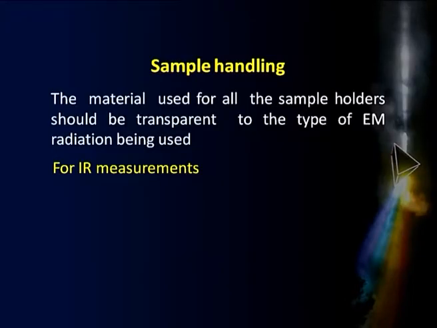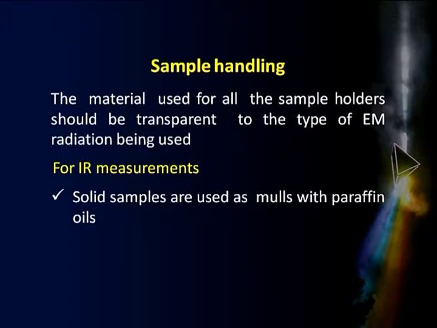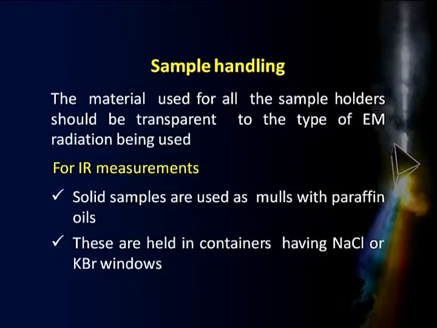In case of IR measurements, typically IR measurements can be done with solid samples or with solutions. Solid samples normally are used as mulls. That means you take some kind of paraffin oil, put the solid sample there, mix them together to make a mull, and that mull is put into a container which has sodium chloride or potassium bromide windows. You have a container with two windows on it. I can't use glass here as I mentioned earlier, so I have to use a material which is transparent to IR, and typically sodium chloride or potassium bromide windows are used for the purpose.